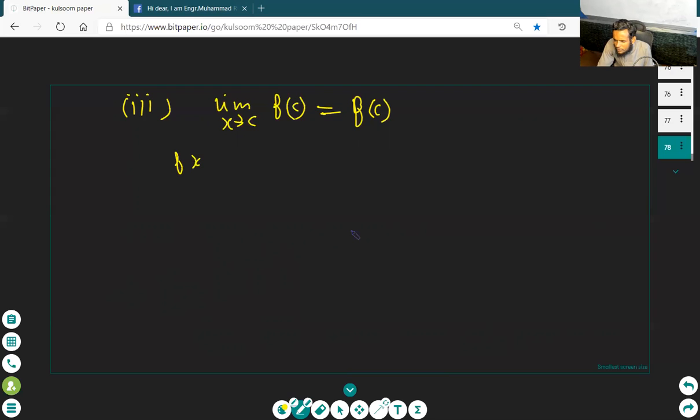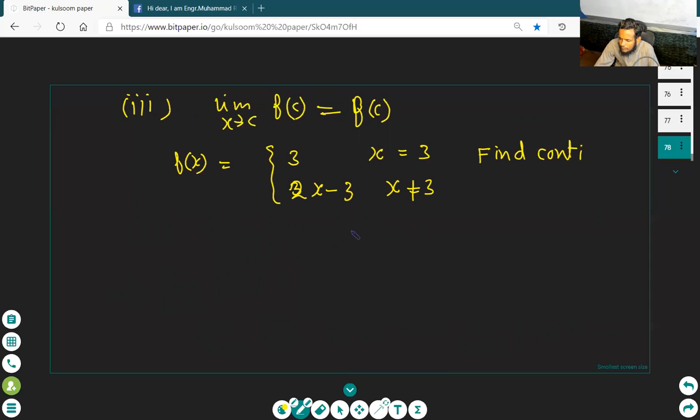I am giving you a piecewise function: 3 when x is equal to 3, and the other piece when x is not equal to 3. Find the continuity at x is equal to 3. Can you check the continuity at x is equal to 3?